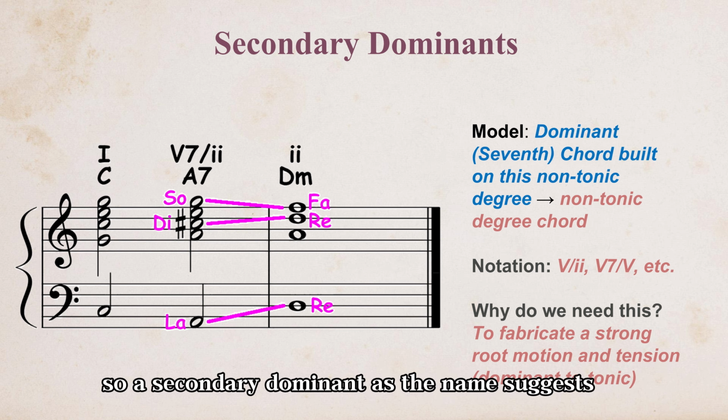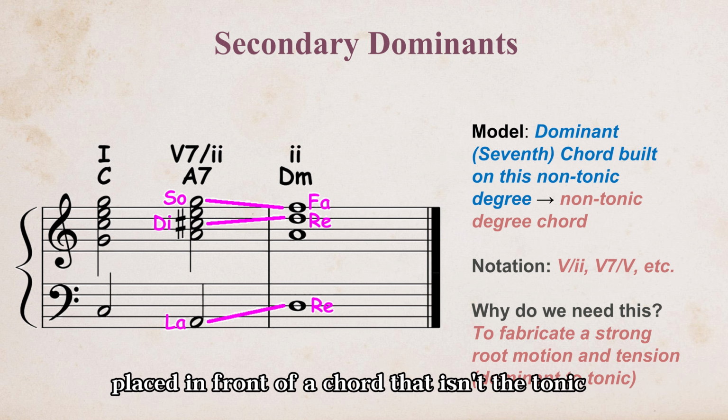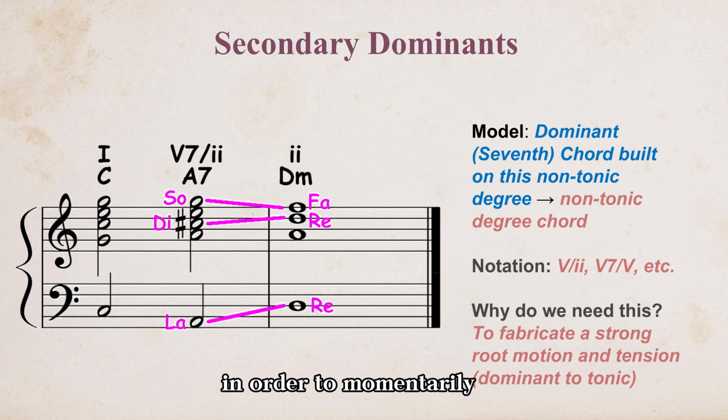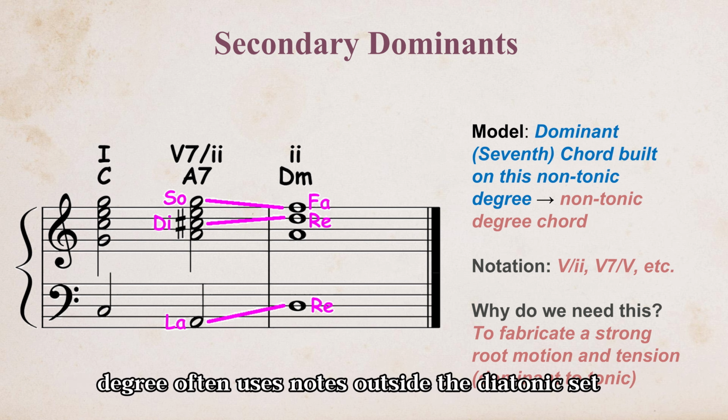So, a secondary dominant, as the name suggests, is just a dominant or dominant seventh chord placed in front of a chord that isn't the tonic in order to momentarily give it that tonic gravity. Now, because this involves chords that don't naturally exist in the home key, you'll often need to use accidentals. That's because the dominant chord of a non-tonic scale degree often uses notes outside the diatonic set.